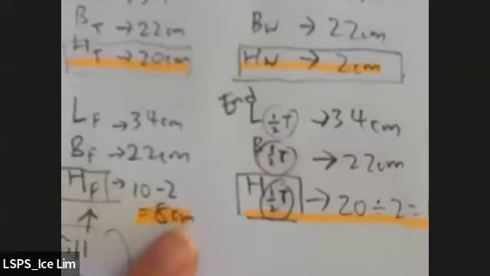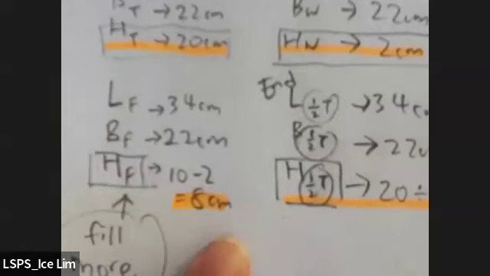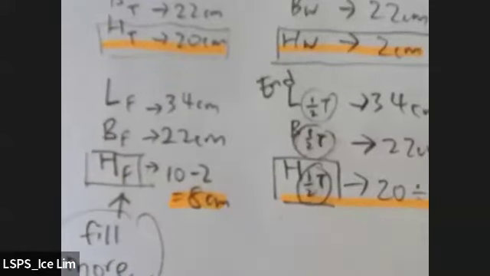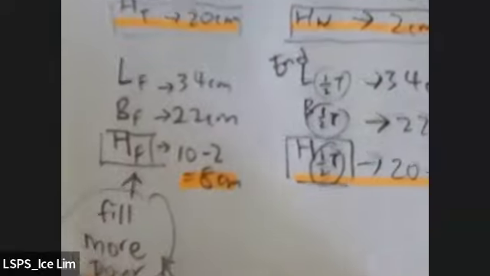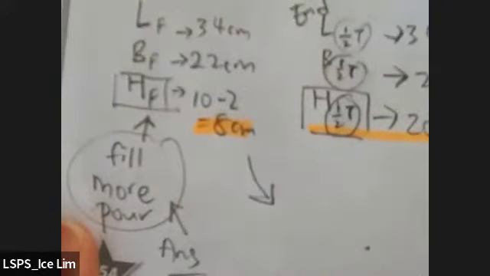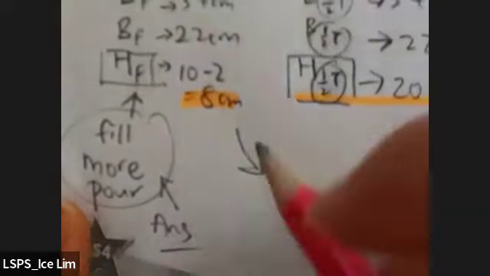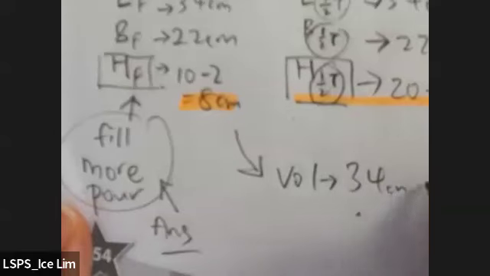And like Skylar said, from there, I can figure out the amount of water that is poured in is 8 centimeters worth of water. So this is the answer. So the volume of water that George poured in will be 34 centimeters times 22 centimeters times 8.